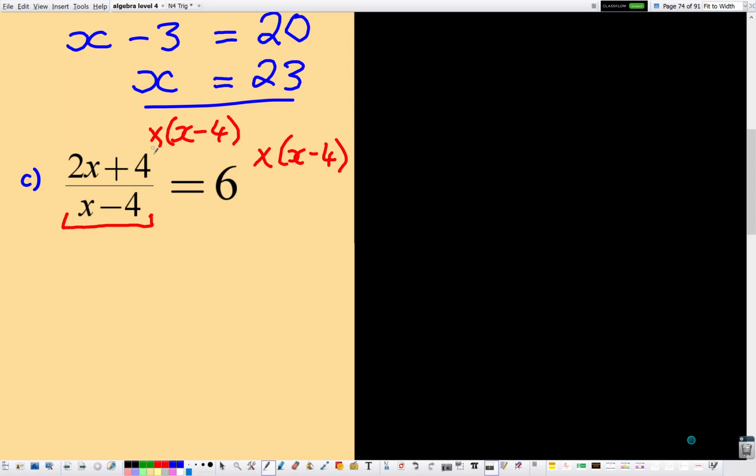Now this looks like it's going to get complicated on the left. Actually it isn't, because the multiplication and the bottom of the fraction cancel each other out, and I'm just left with 2x plus 4. And then on the right it is just 6 bracket x minus 4. So it's just a little bracket that I need to expand. Okay, so our next port of call is to expand this bracket on the right.